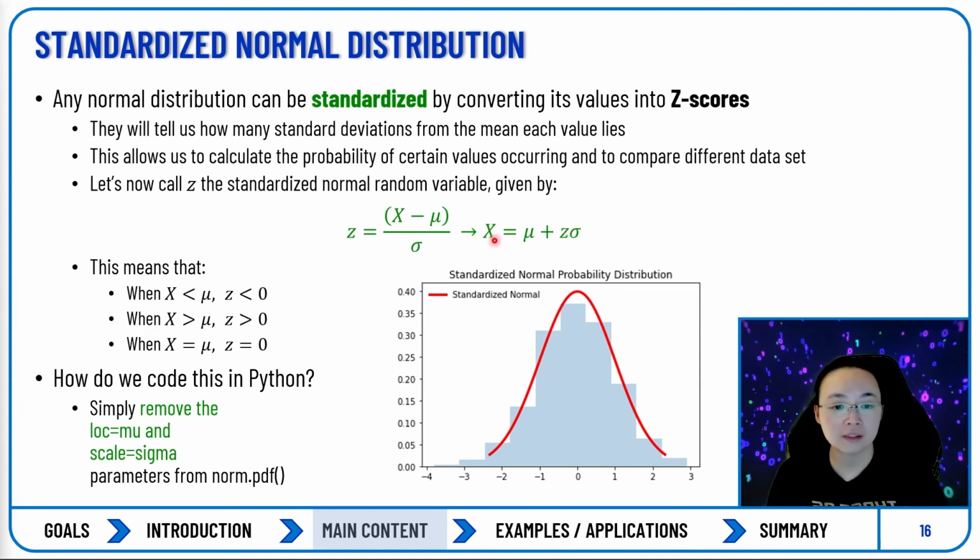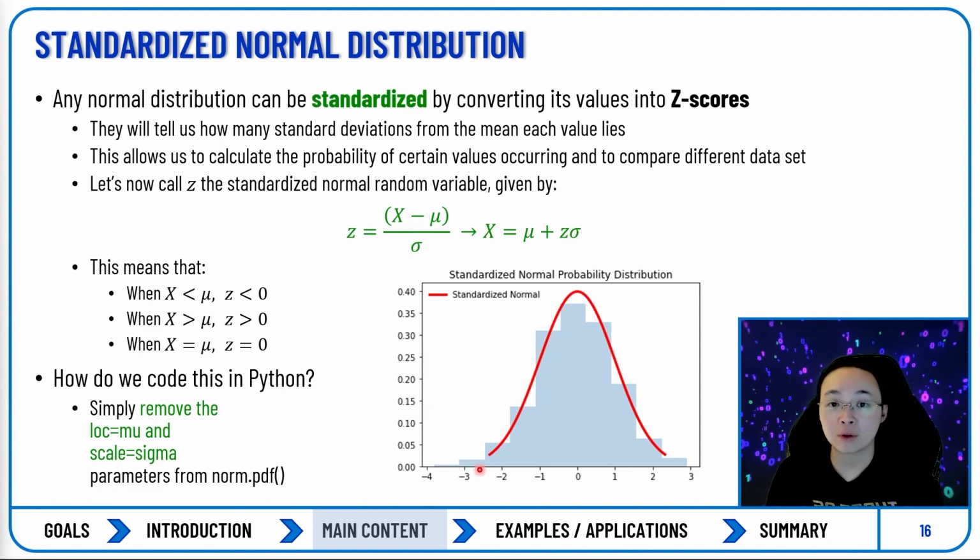So this tells us a few things. It tells us that when our x values are less than mu, our z-score is going to be less than 0. When our x values are greater than mu, or greater than the mean, then our z-score is going to be greater than 0. But when our x values are equal to mu, then z is equal to 0. So that means right when the mean hits the center of your distribution, your z is going to be 0 because there is no deviation from the mean.